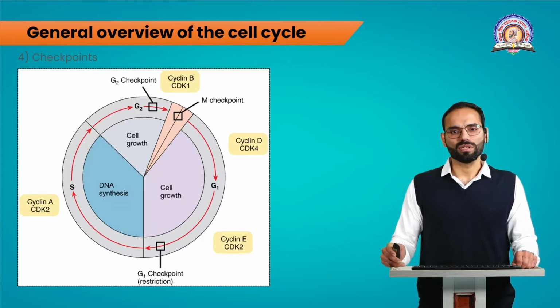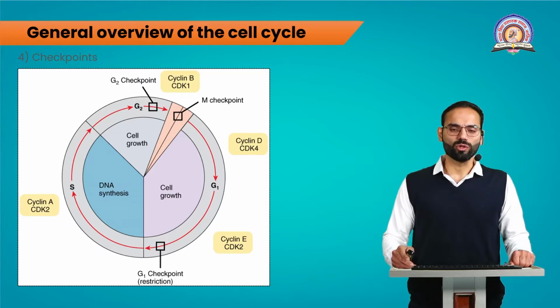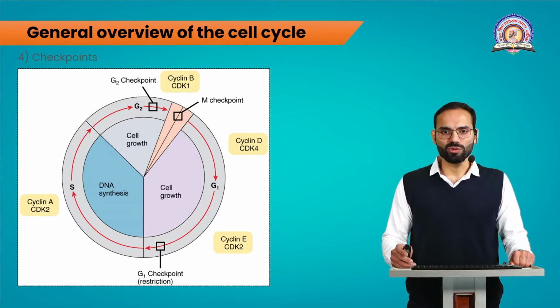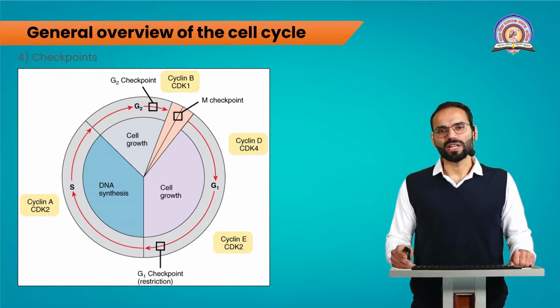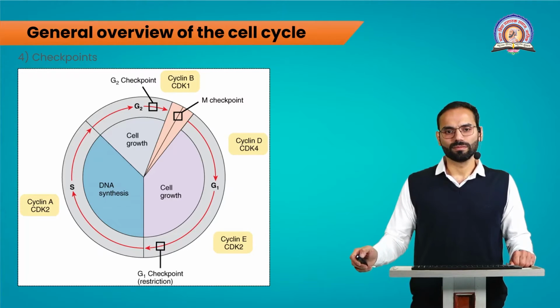So let's see what happens during the checkpoints. This is a general overview of different checkpoints which operate during the cell cycle progression. The G1 checkpoint and the G2 checkpoint operate because of DNA damage, whereas the mitotic checkpoint happens because of the misalignment of the chromosomes at the equator.